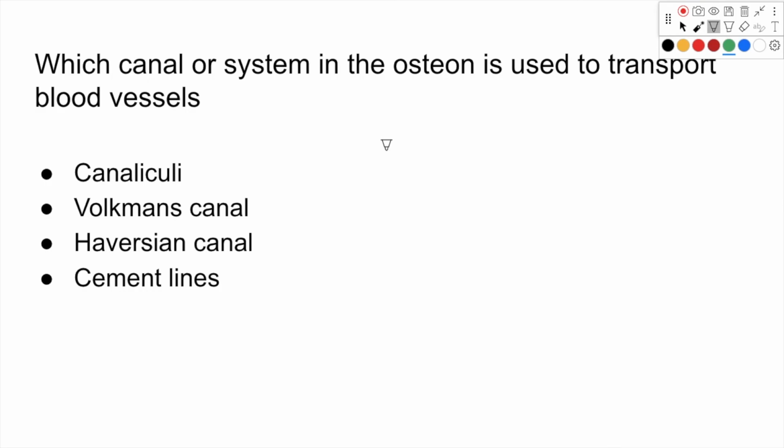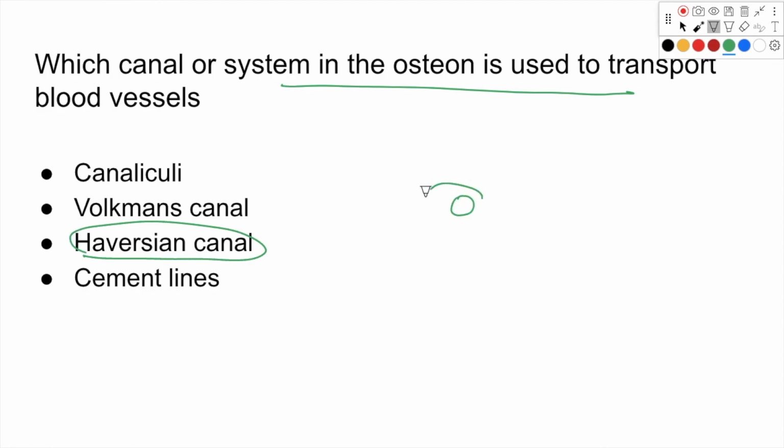Coming to the next one. Which canal or system in the osteon is used to transport blood vessels? It is the Haversian canal. The Haversian canal is in the longitudinal axis of the bone, and it contains the blood vessels and nerves in the osteon, whereas Volkmann's canal is transversely oriented to the bone. It connects two different osteons. So the correct answer to this question is Haversian canal.